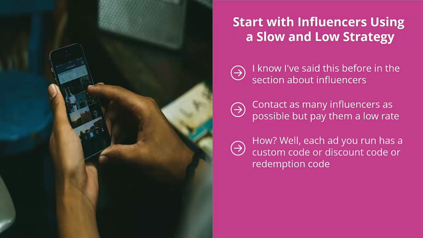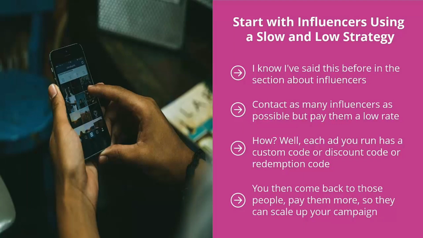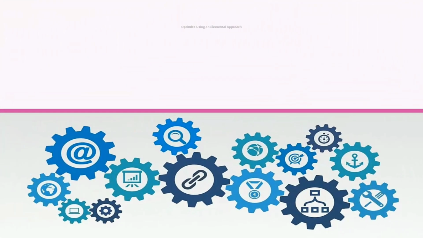How? Well, each ad you run has a custom code or discount code or redemption code. You will be able to see which ones actually produce results. You then come back to those people, pay them more so they can scale up your campaign. They obviously are real and they're credible enough with their followers for them to drive actual sales.